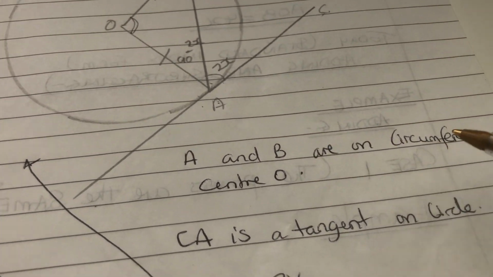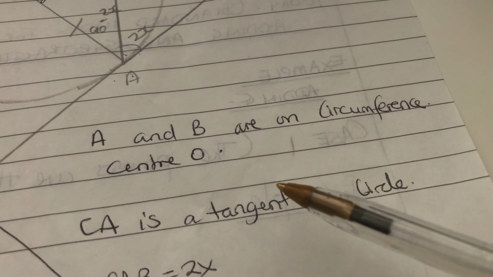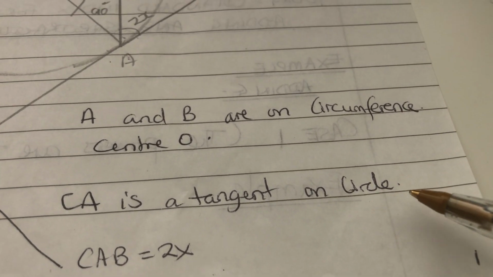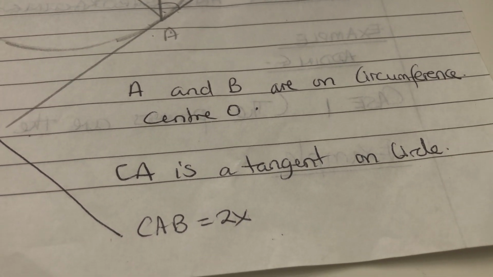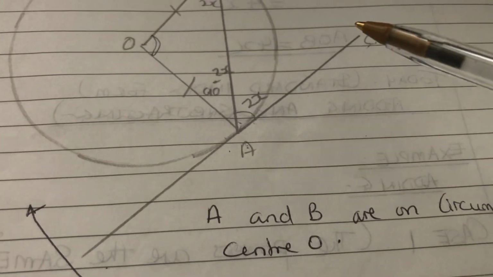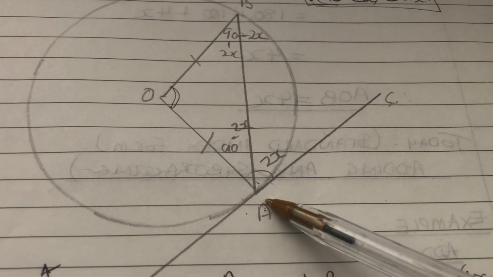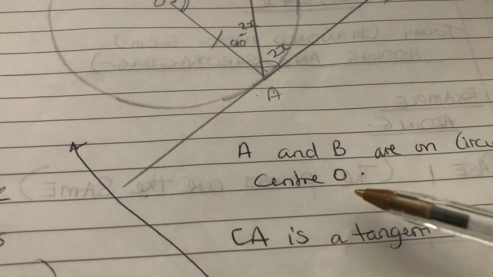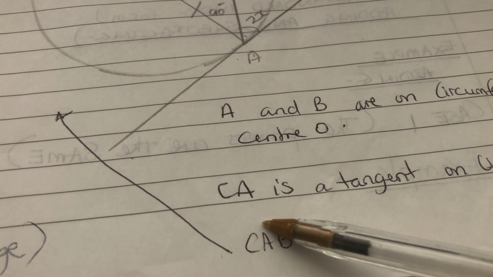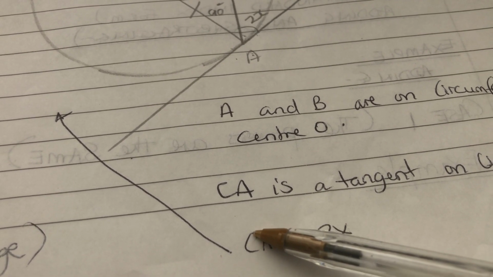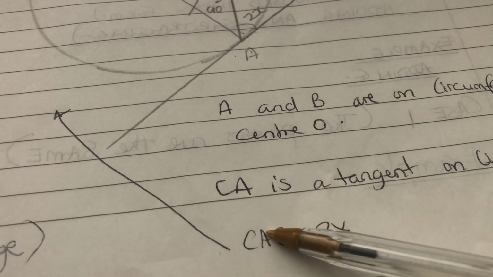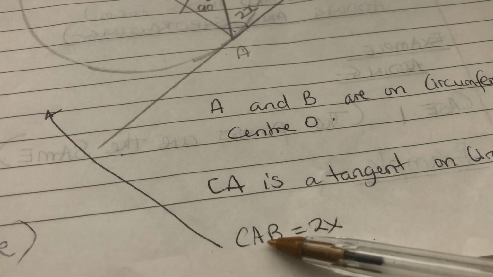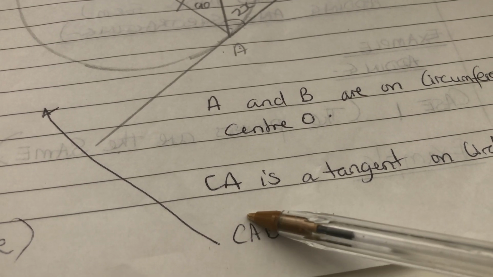So I've said A and B are on the circumference with center O. And CA is a tangent on the circle, which I've told you. CAB is 2x, so CAB, that angle here is 2x, okay? I told you in earlier videos that it is the angle in the middle, so it's the angle at A. If you have COB, then it will be the angle at O.